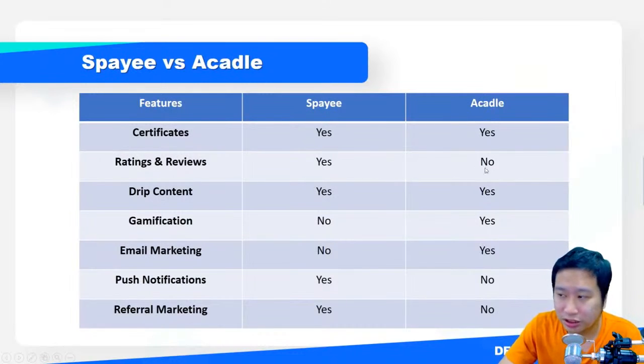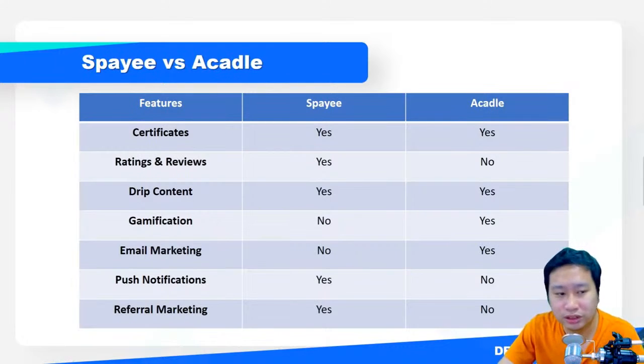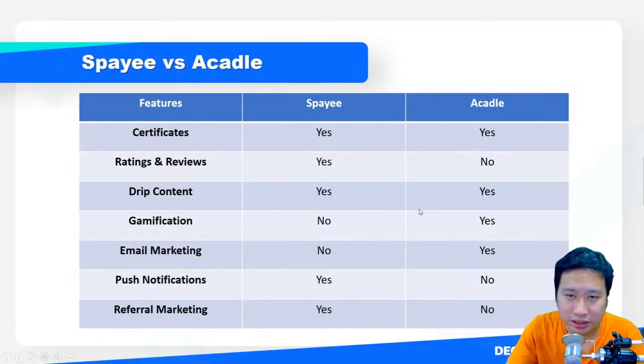Ratings, I made a mistake here, right? So Acado does ask you for your ratings. Both are available. Whenever you finish your course, you could ask for a rating or review. It's available on both. Drip content is available on both, so you can schedule, let's say, week 1 you will show lesson 1, week 2 lesson 2, something like that.